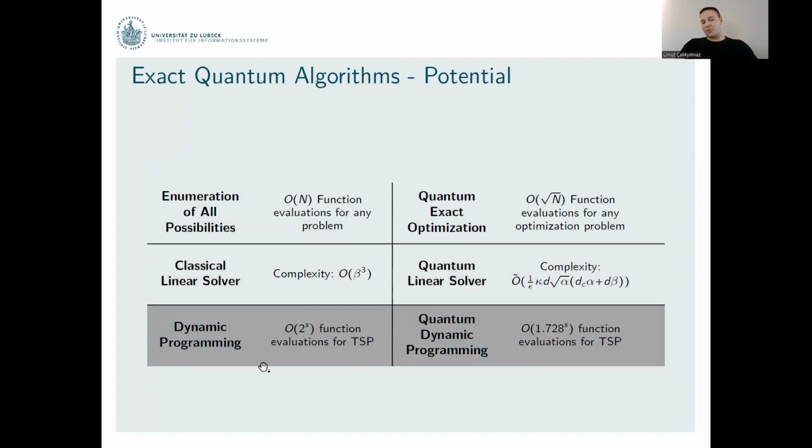When we apply dynamic programming to solve the traveling salesman problem, we are going to require order of 2 to the power of the number of cities function evaluations. But with quantum dynamic programming, this value is reduced to 1.728 to the power of the number of cities. And this method can also be adapted to other optimization problems.